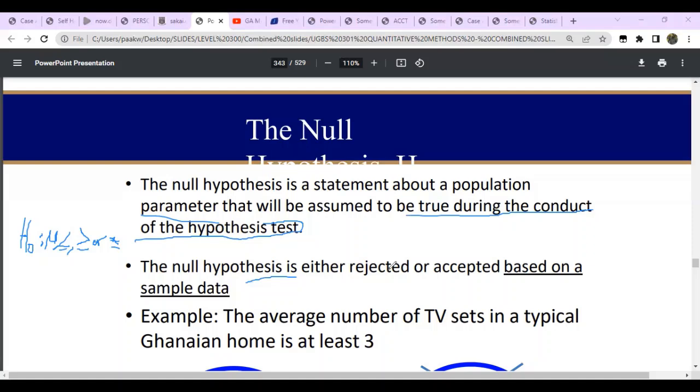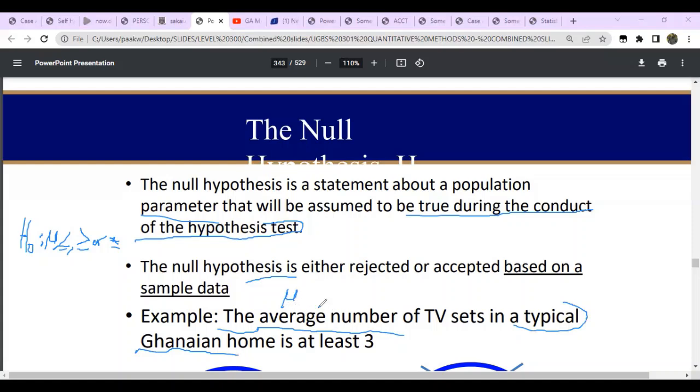So example they gave is average number of TV sets in a typical Ghanaian home. Here, the typical Ghanaian home, the population is, they are talking about what? A population. So the average number of what? TV sets in a typical Ghanaian home. So here the average, it means what? Mean, your mu. So the mean here is talking about the population, the mean of a population.